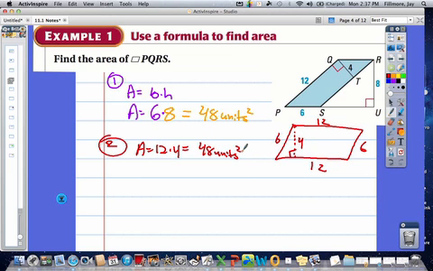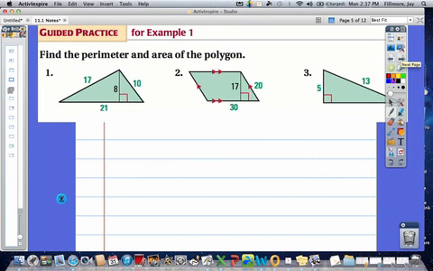Sometimes a drawing might not look as complicated as this one, but just so you know, you may see a height drawn inside or drawn outside. Either way, it should just be perpendicular to whatever base that you have. Let's do some more examples here. Let's do these 3 very quickly.